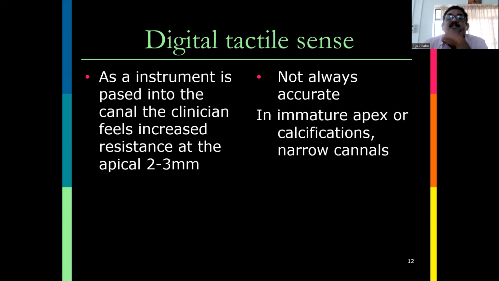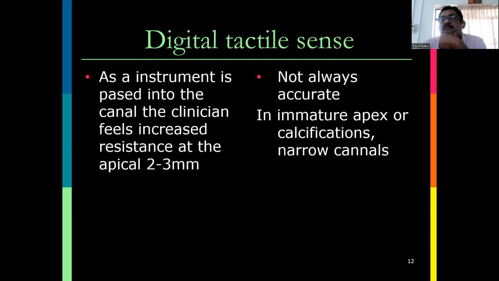Now, first coming to the digital tactile sense. As an instrument is passed in, the clinician feels increased resistance at the apical 2 to 3 millimeters. So when you pass a number 15 size instrument through the access opening, through the coronal access into the canal, as the canal tapers to the apical foramen, when you reach near the apical foramen, you feel that the instrument is meeting resistance.